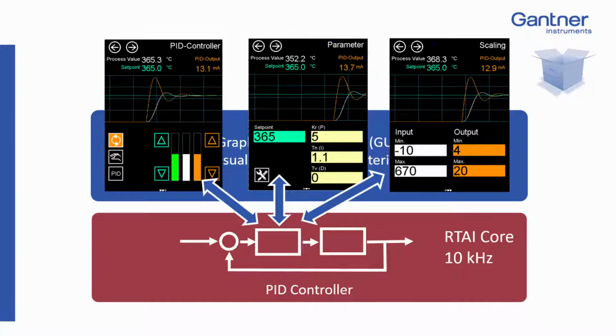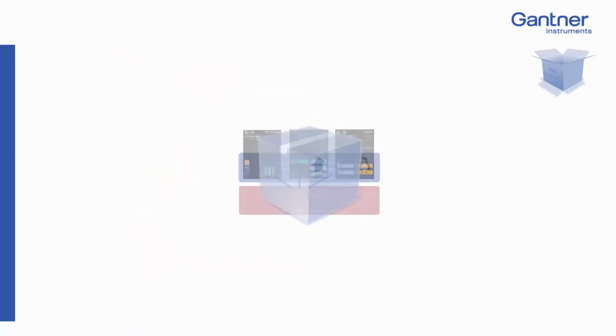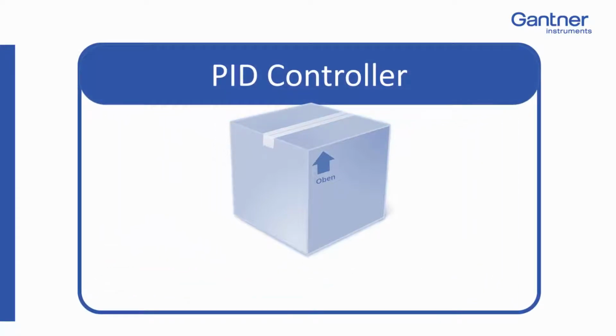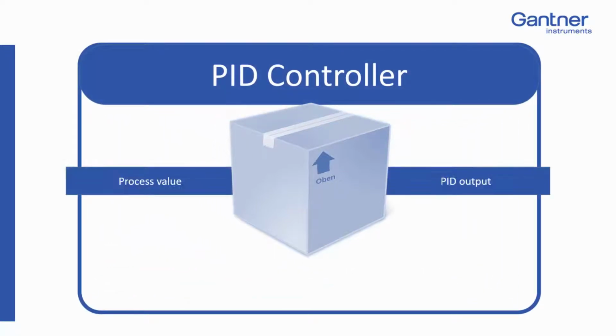The inner complexity of the whole test.con application is not visible for the user. It is packed into the package of a tcApp. For the user, a tcApp is just like a function block. It has inputs and outputs. In our example, only the process value at the input and the PID control variable as output are visible interfaces.